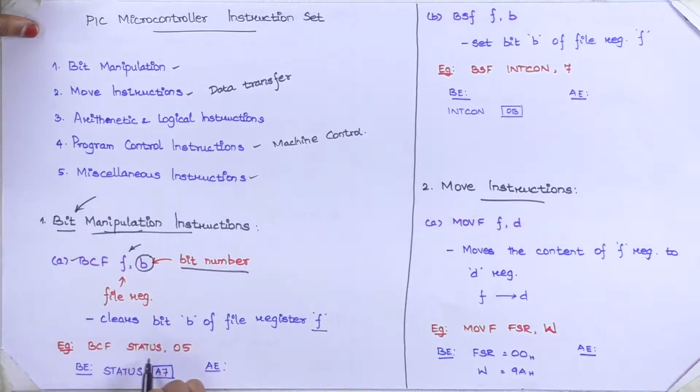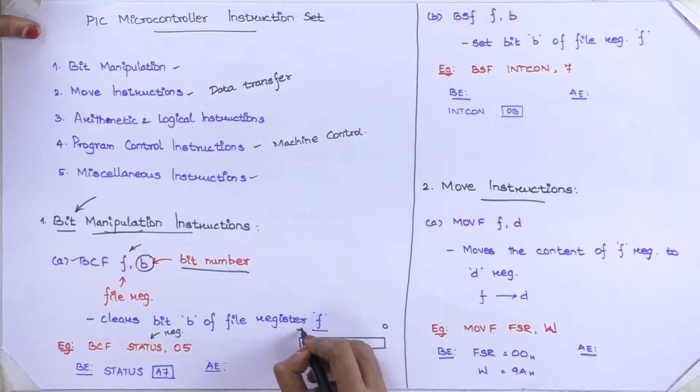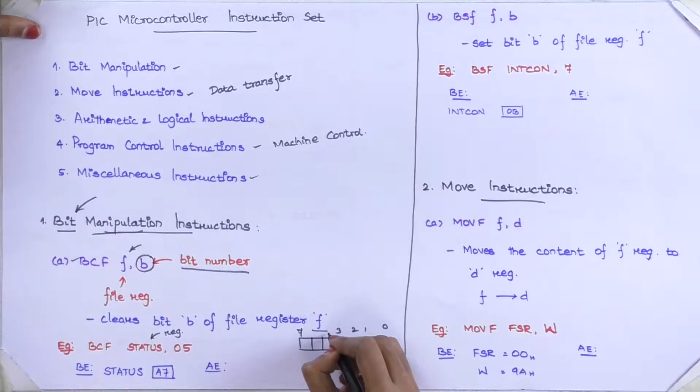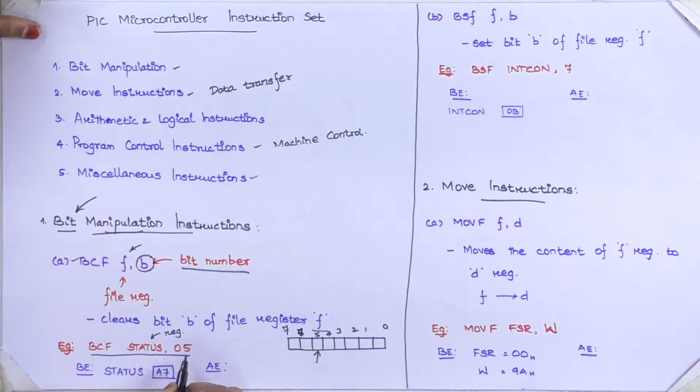So we will see an example now. So BCF STATUS comma 05. So here the STATUS is a register. Fine. So what we are supposed to do is, in this 8-bit register, we are supposed to clear this 5th bit. So that's the meaning for this. We are supposed to clear the 5th bit of the status register.